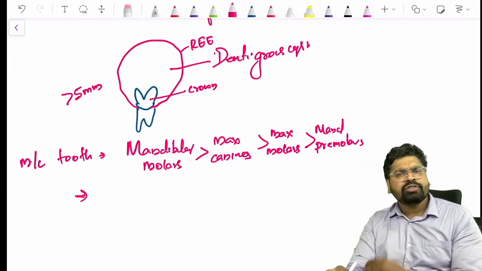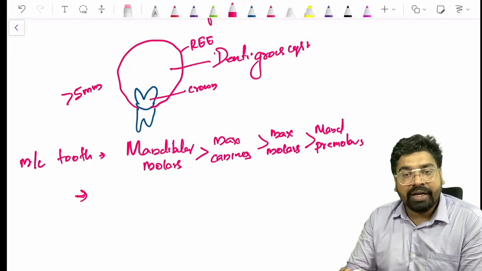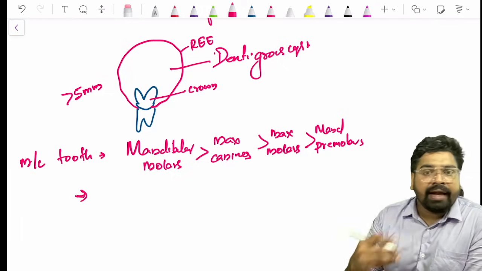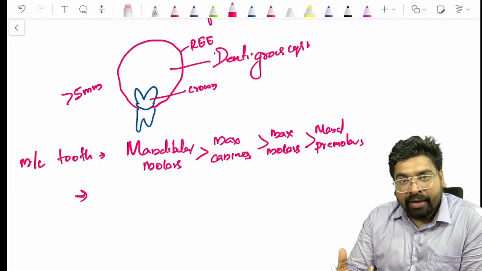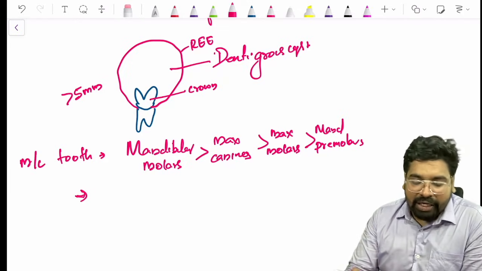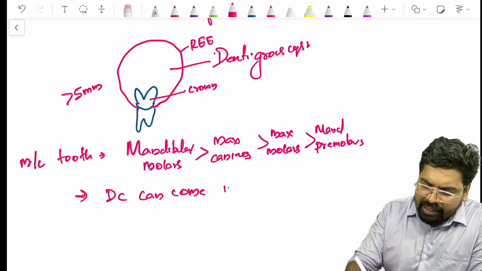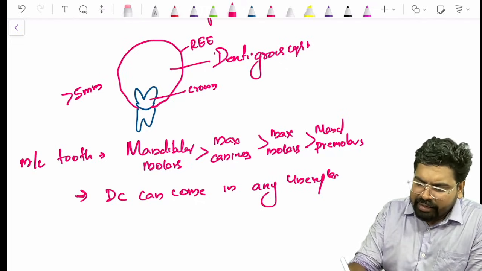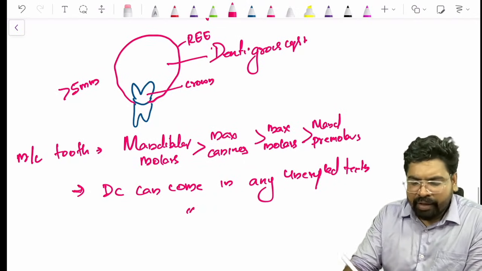Now there was one more point. Can a dentigerous cyst occur on a supernumerary tooth? Can it occur on a deciduous tooth? Can a dentigerous cyst occur in an odontome? Yes, it can happen. So that's a true statement. A dentigerous cyst can occur in any unerupted tooth. It can occur in an odontome.